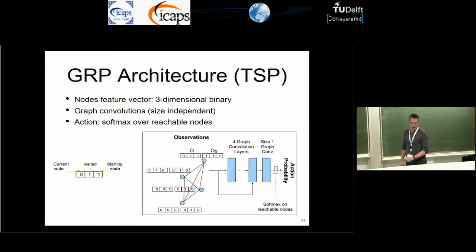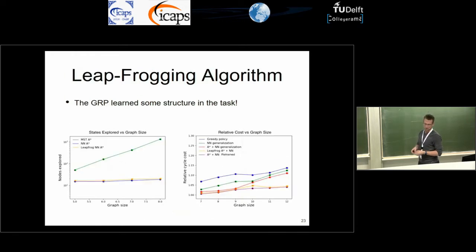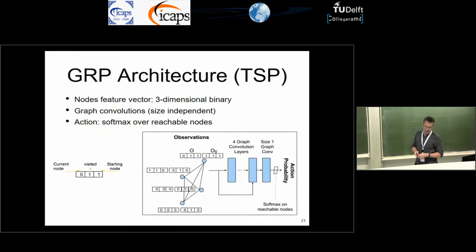So we evaluate this planning leapfrogging algorithm on the TSP. And TSP is naturally represented as a graph. As you can see, the architecture looks very similar to what we had previously. But instead of image convolution, we use graph convolution networks. And graph convolutions are a generalization of image convolution.